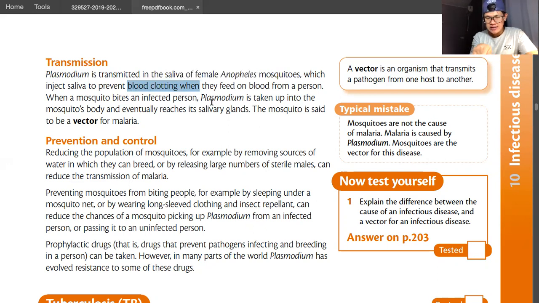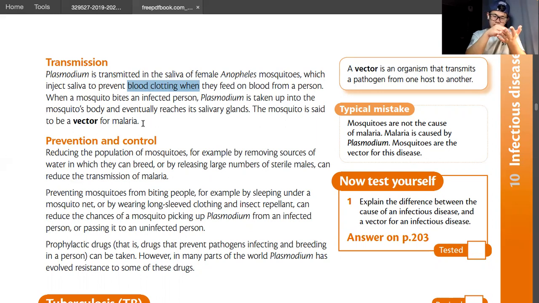But when the infected female Anopheles mosquito injects her proboscis, the Plasmodium will accidentally get transferred to the person that she is drinking from as well. So the Plasmodium is taken up into the mosquito's body, and eventually it reaches the salivary gland, and the mosquito is said to be a vector for malaria. Once it goes into that person's body, it targets their red blood cells. And that's how it gets transmitted.